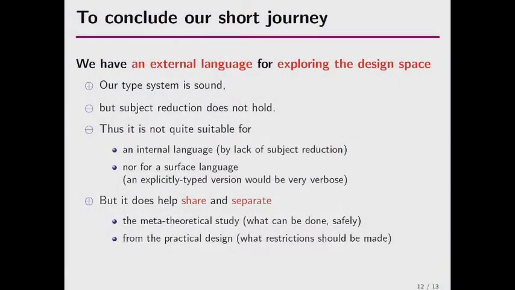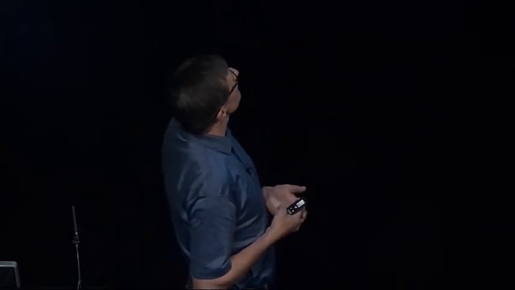So to conclude our short journey, what we have is an external language for exploring the design space. We've put all the features together. This is very expressive, and it is sound. However, we lost subject reduction. First, this language is not quite suitable for either a surface language or an internal language. For a surface language, because we put everything in, if we wanted the explicit version of a surface language, this would be it, but it is verbose, so it's not exactly what the user would like to write. For an internal language, because we don't have subject reduction, it's not quite suitable.